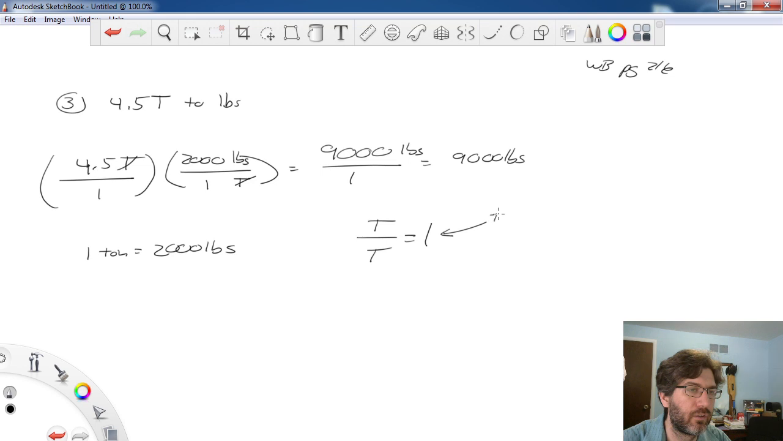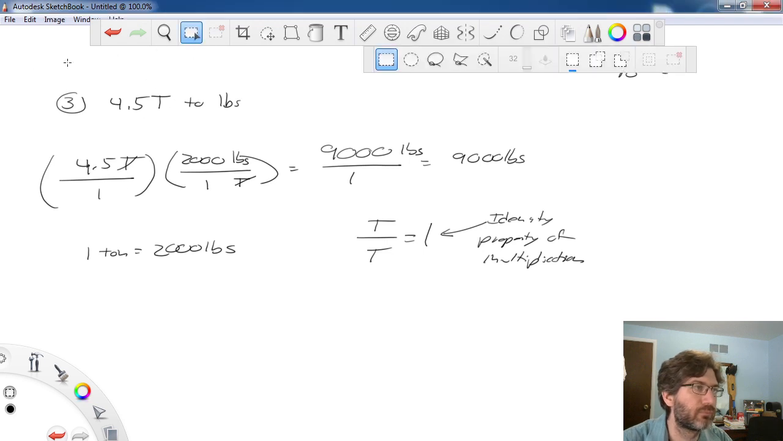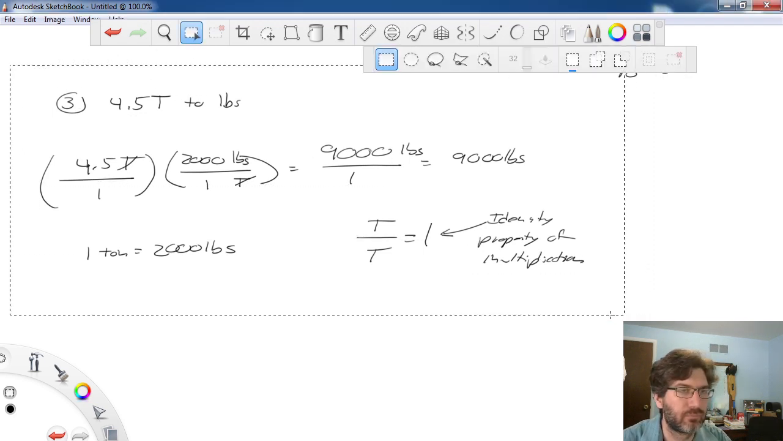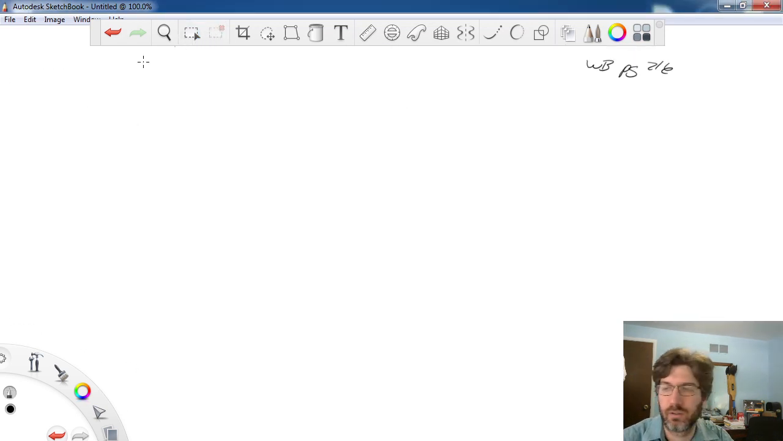This is your identity property of multiplication. Pounds have nothing to cancel with, so we're going to keep them. So go ahead, spend a couple minutes trying a couple of those. If you have questions or need me to do another one, let me know.